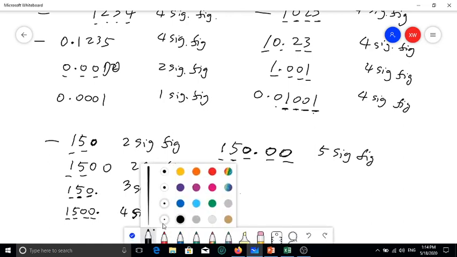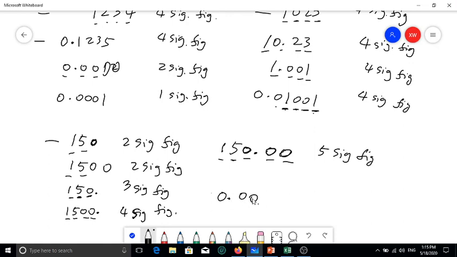Let's take a look at another crazy example. I have a number that looks like this: 0.001000200. Now this number has 1, 2, 3, 4, 5, 6, 7, 8 decimals. How many of them are significant? You can pause here and count it, then come back and let's count together. These three leading zeros are not significant. The 1 and 2 are significant. The 2 zeros in between are significant. Now these 2 zeros are trailing zeros, and because of the decimal point, that makes these 2 trailing zeros significant. So this number has 1, 2, 3, 4, 5, 6 sig figs.